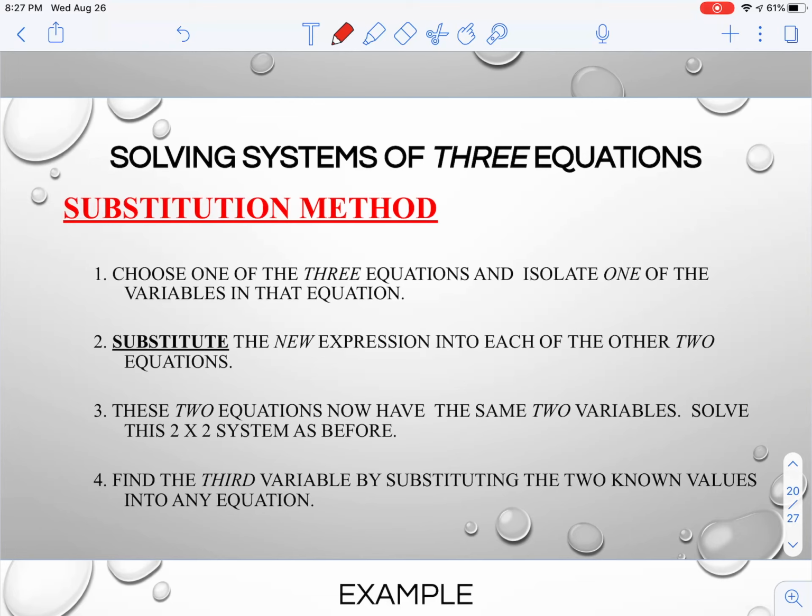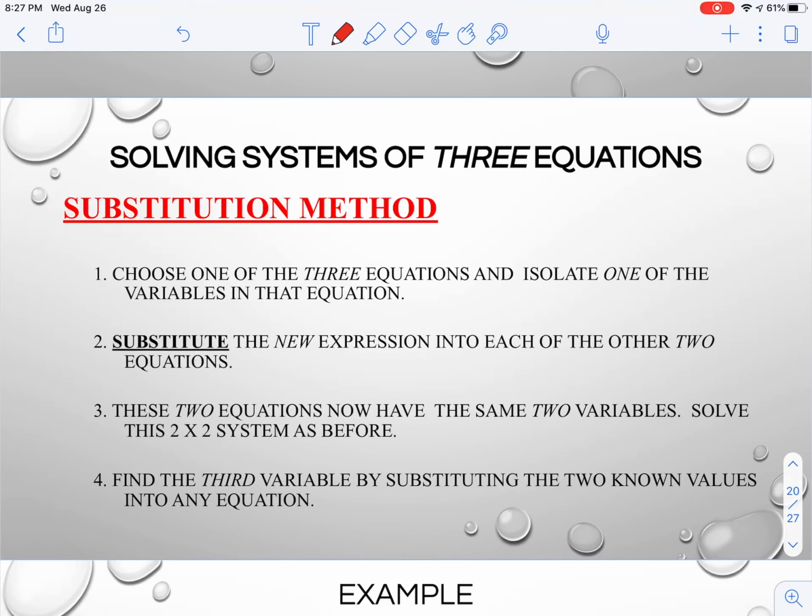I'm going to then take that expression. So, for example purposes, let's say I solved for x in the first equation. I'm then going to substitute that expression into equation number 2 and then also into number 3, both times replacing the x variable. And what I will end up with is I'm replacing the x variable with an expression that now only contains y's and z's. Okay, so I've gotten rid of one of those variables.